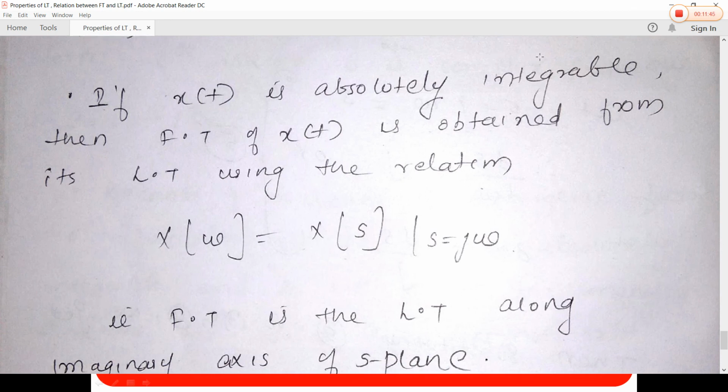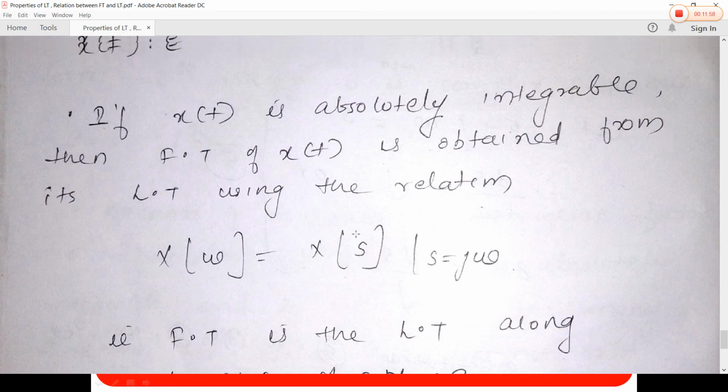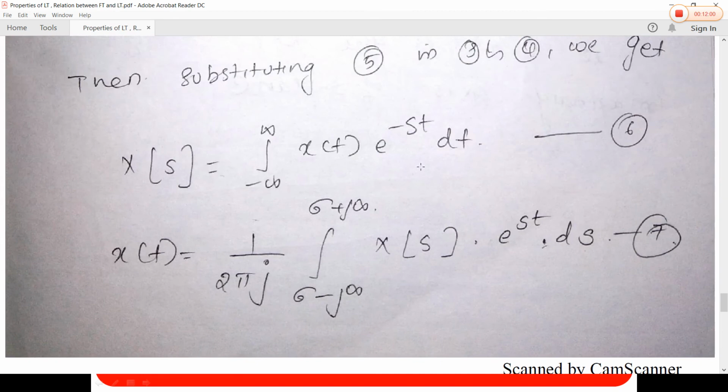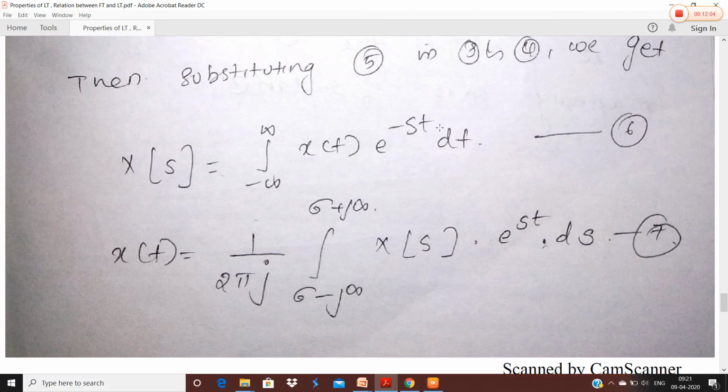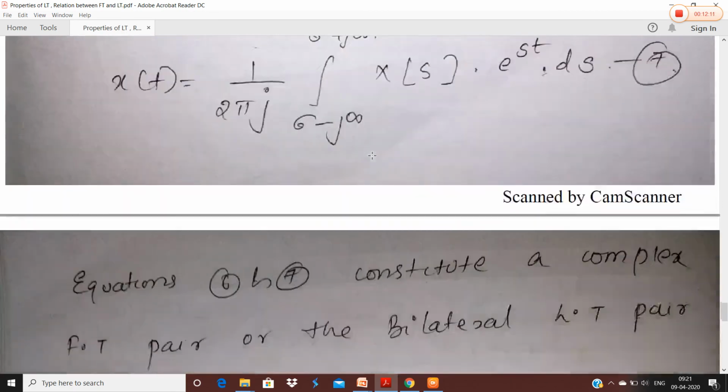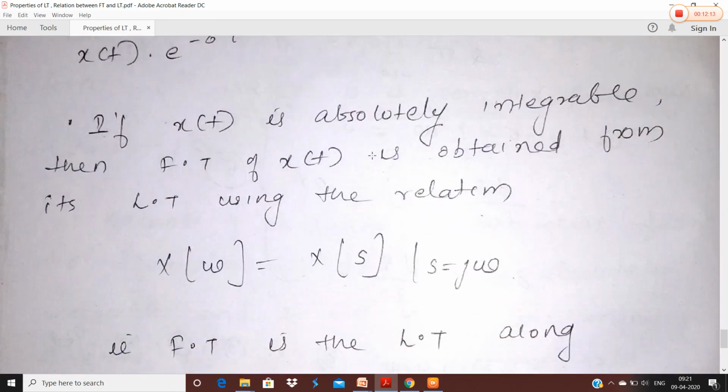If x of t is absolutely integrable, then the Fourier transform of x of t is obtained from the Laplace transform by using the relation X of omega is equal to X of s, where s is given the value j omega. If instead of s you give j omega in this equation, we get the integral of x of t into e raised to minus j omega t dt, which is nothing but the Fourier transform equation. So on substituting s is equal to j omega, we get the Fourier transform.